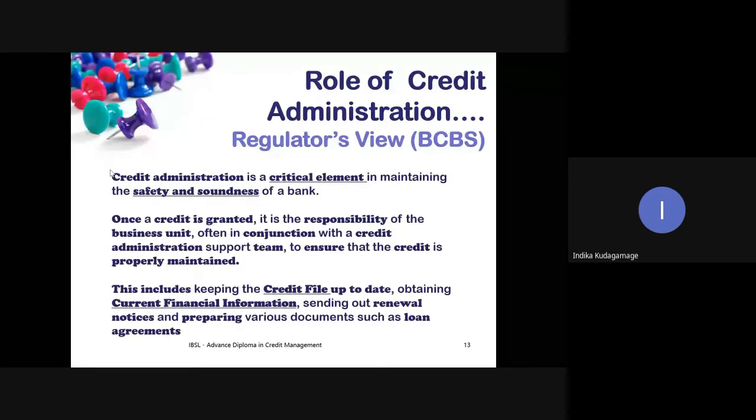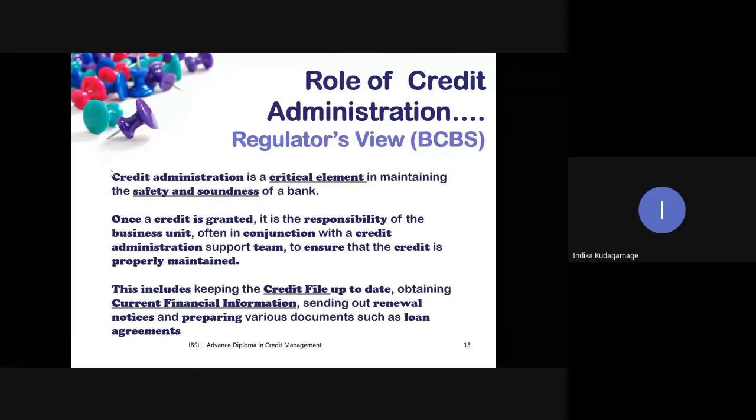Files should be updated properly. Like sometimes we have granted the facility, after that nothing. Insurance policies, we don't know where it is. We need to maintain. Like, it's good to have an insurance policy, but if it is not renewed, no point having that. Then stock statements, debtor statements, reviews, all those things we need to maintain.